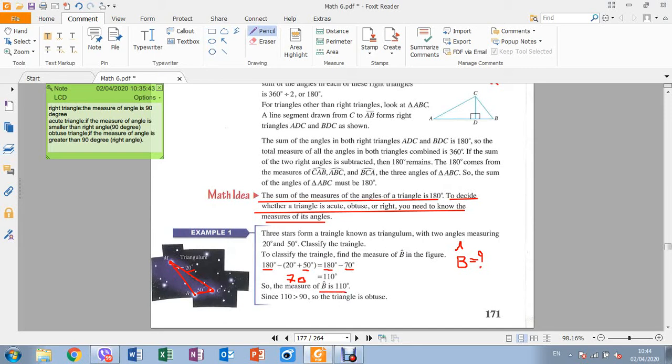So the measure of angle B is 110. 110 is greater than 90, greater than a right angle, yes? So which type of angle do we have? We have an obtuse angle. So this is an obtuse triangle. Why? Because the measure of angle B is greater than 90.